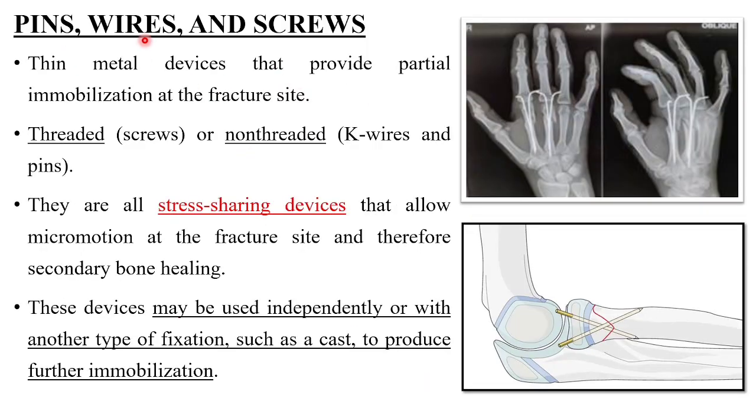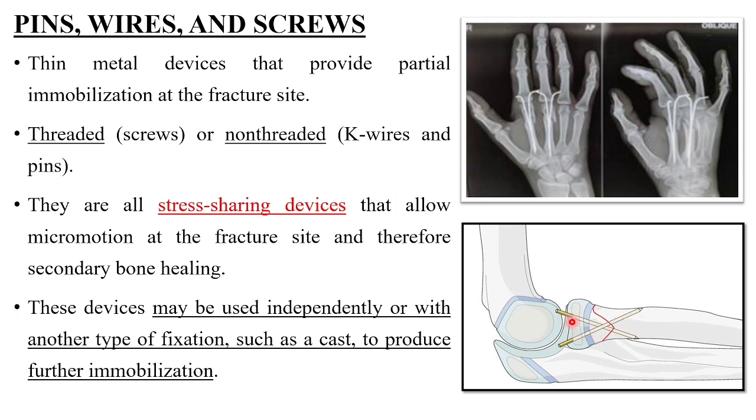Next is about pins, wires, and screws. These are thin metal devices that provide partial immobilization at the fracture site. They may be either threaded, that is your screws, or non-threaded, that is your K-wires and pins. Pins, wires, and screws are stress sharing devices that allow micro motion at the fracture site, and therefore secondary bone healing takes place. These devices may be used independently or with another type of fixation such as a cast to produce further immobilization.